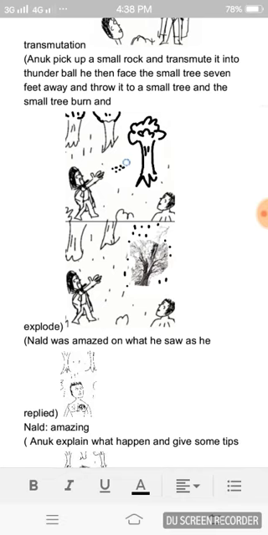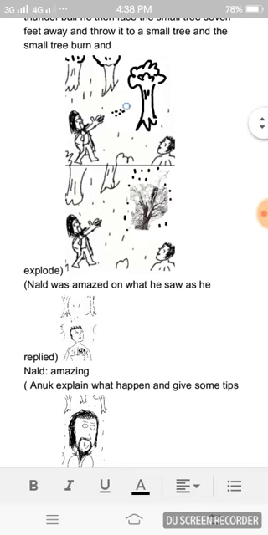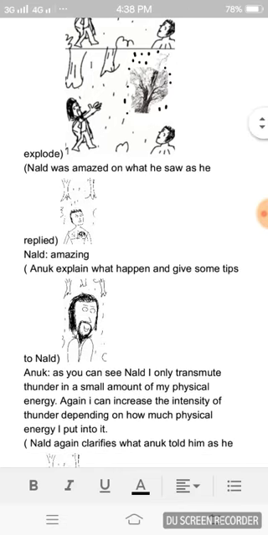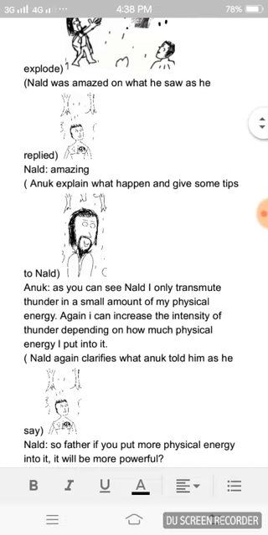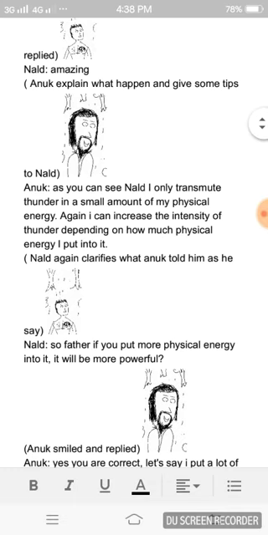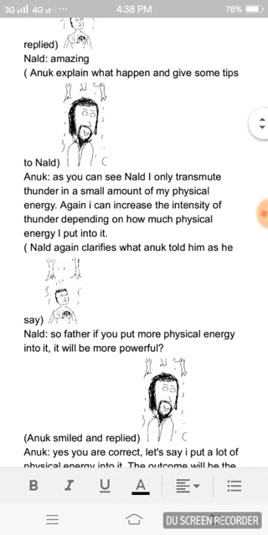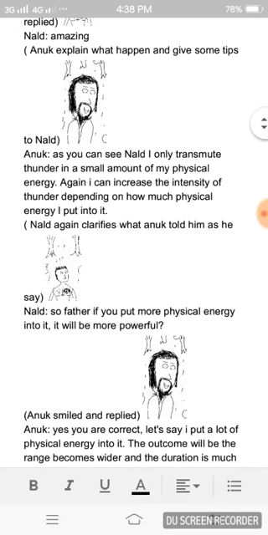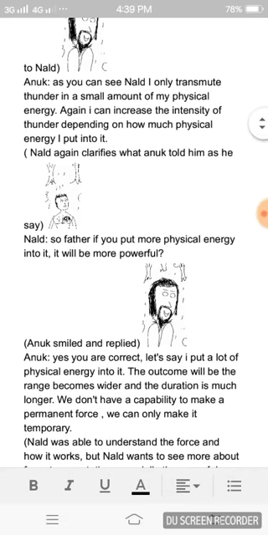Nald was amazed at what he saw, as he replied, "Amazing." Anuc explained what happened and gave some tips to Nald. "As you can see now, I only transmute thunder in a small amount of my physical energy. I can increase the intensity of thunder depending on how much energy I put into it." Now Nald clarified what Anuc told him as he said, "So father, if you put more physical energy into it, it will be more powerful?"